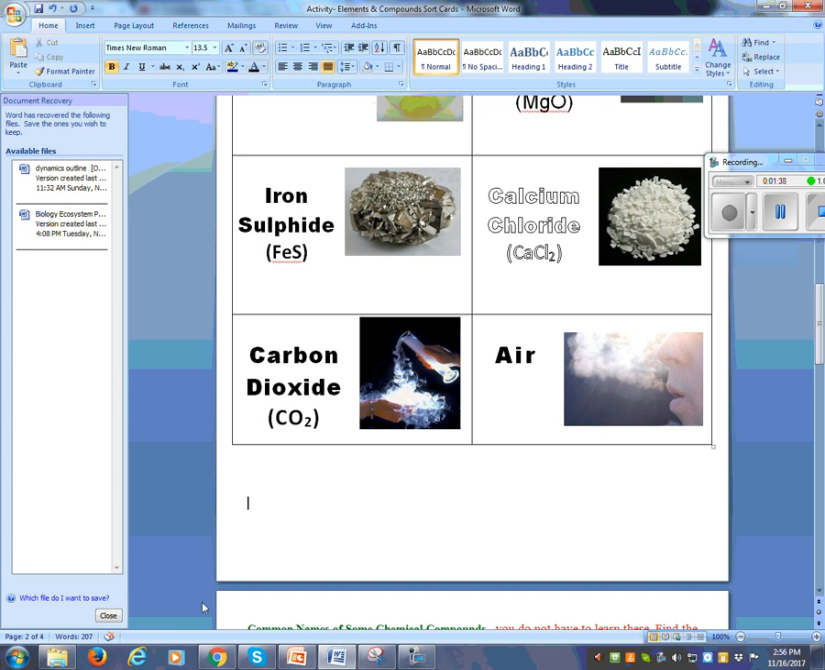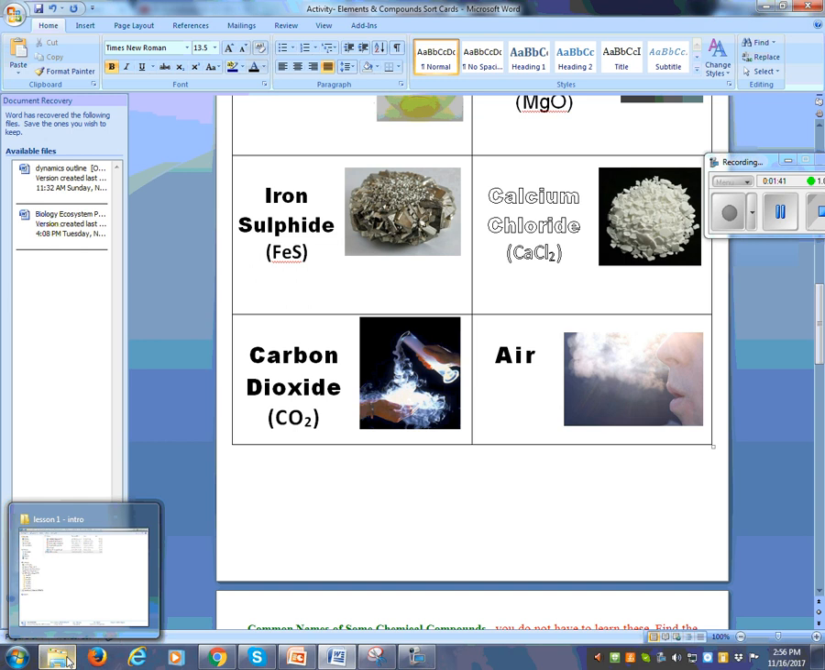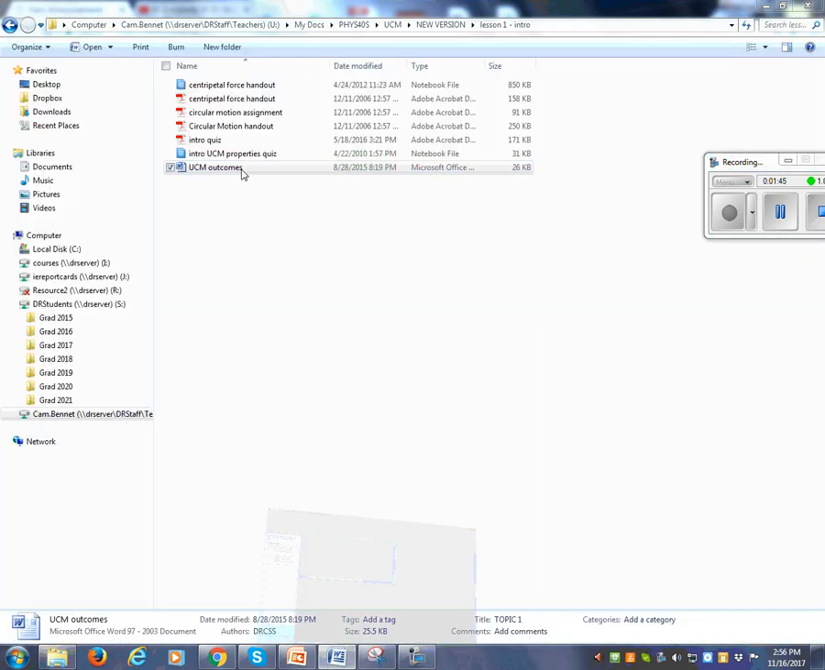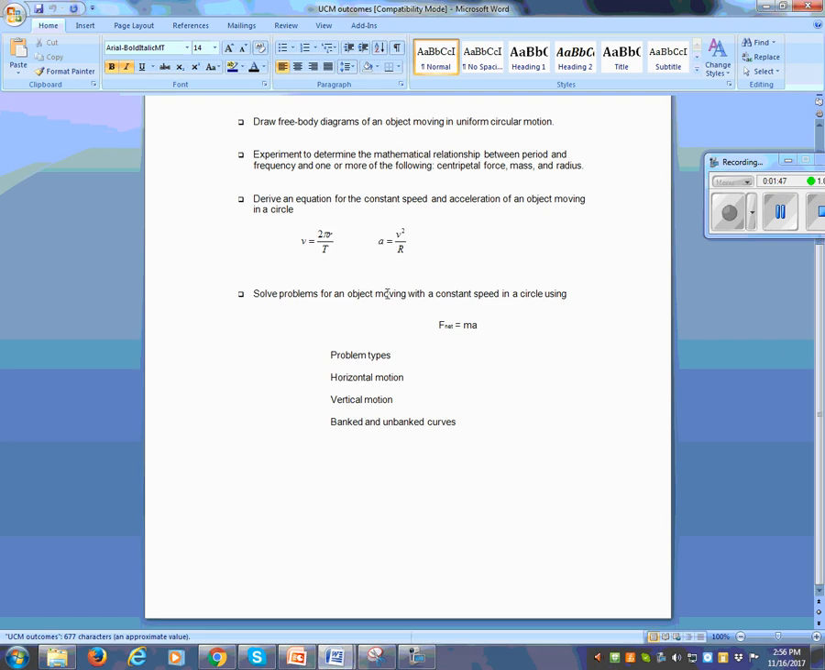What do you need, Josh? Oh, really? Didn't realize that. Josh says we don't have the problem types on your sheet. I didn't realize that. It says problem types. Oh, it just says the word. Oh, okay.